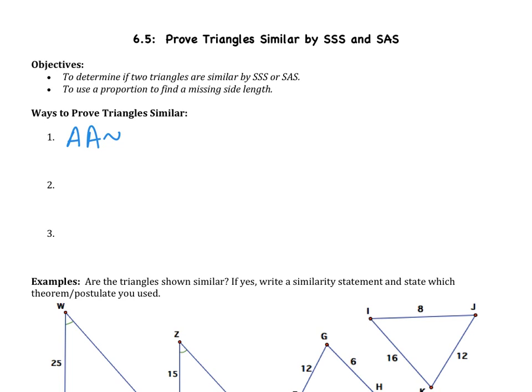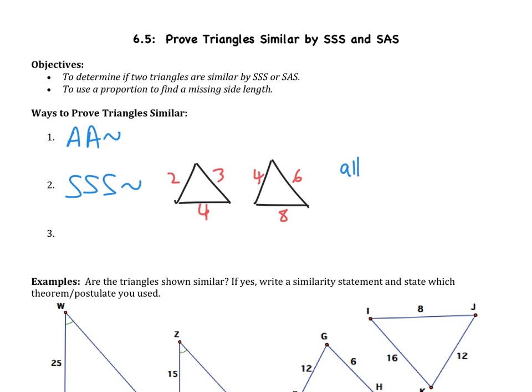The second way that we're going to learn is called side, side, side similarity. Pictures always help, so I'm just going to draw two triangles. And I'll keep it simple. I'll go 2, 3, 4. I'll go 4, 6, 8. And side, side, side basically means that all three sides have the same ratio.